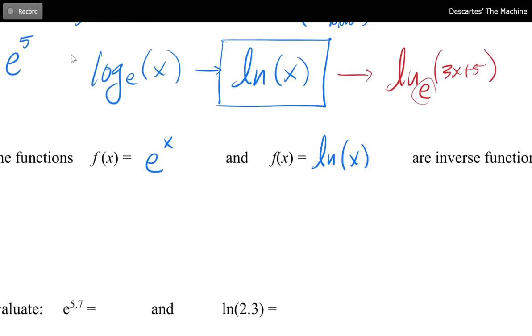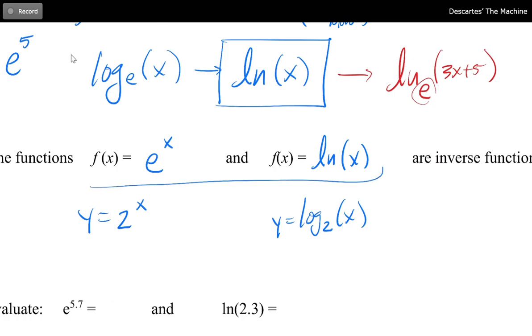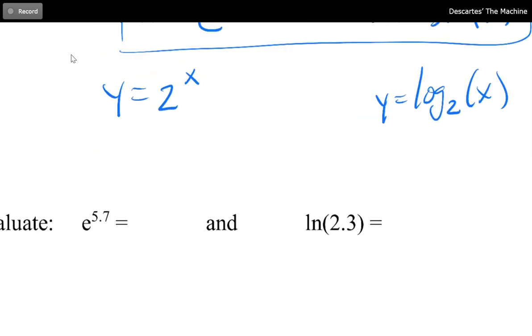As you recall before, if we had something like y equals 2 to the x, the inverse function would be y equals log base 2 of x. Those two go together. So these two then go together. Those are inverse functions. All right, so get your scientific calculator out and let's do this.